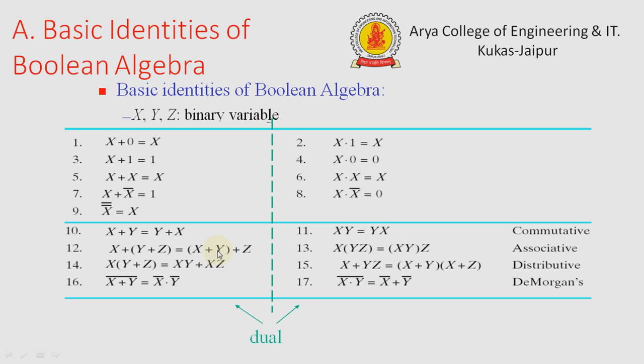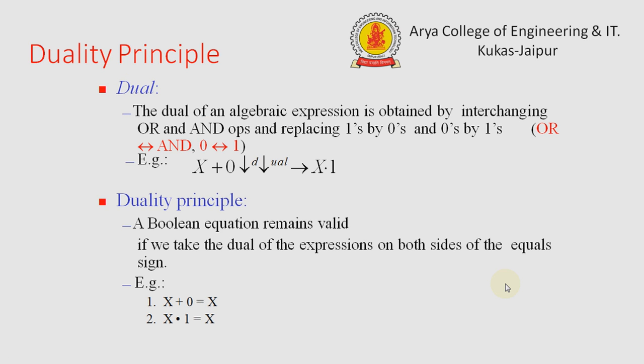x plus (y plus z) equals (x plus y) plus z, and x multiplied by yz equals xy multiplied by z. This is known as the associative law. Then x(y plus z) equals xy plus xz, and x plus yz equals (x plus y)(x plus z). This is known as the distributive law. And (x plus y) complement equals x complement dot y complement, and (x dot y) complement equals x complement plus y complement. This is known as De Morgan's theorem.